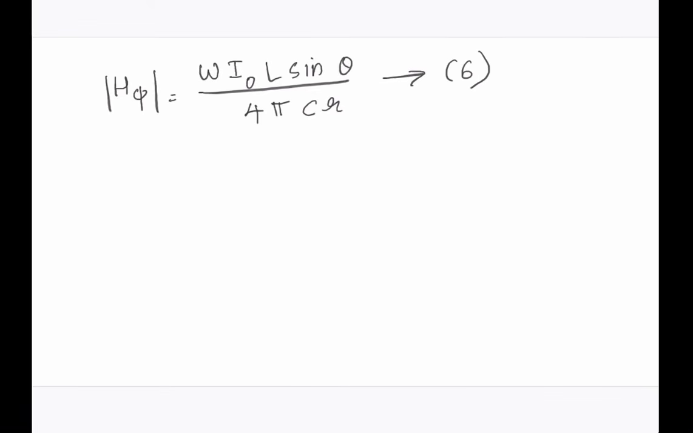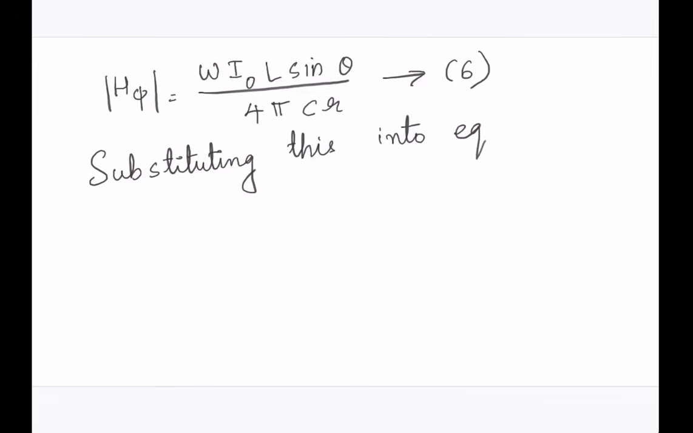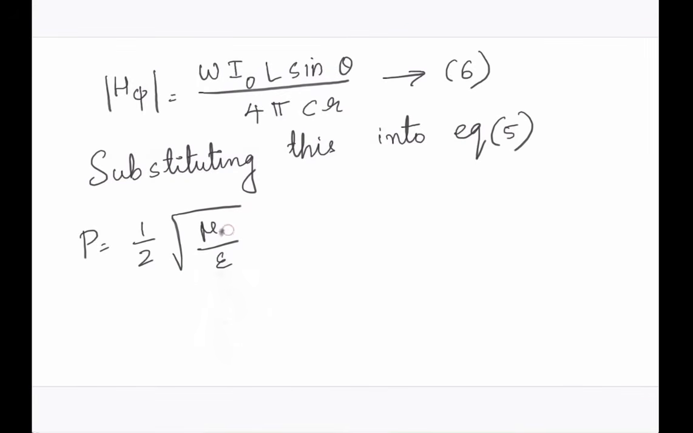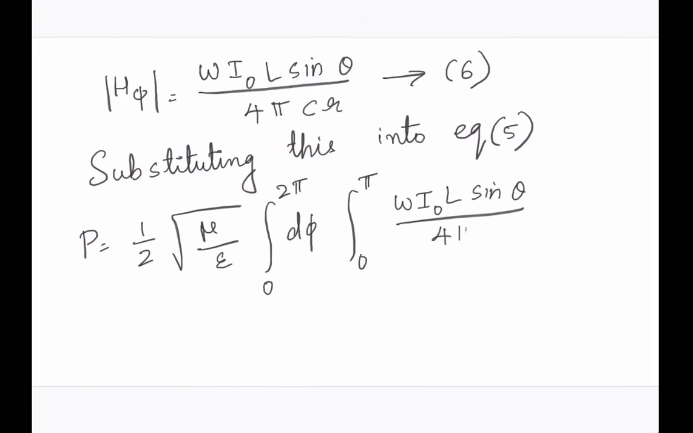So P will be equal to 1 by 2 into root of mu by epsilon, then the integral from 0 to 2 pi of d phi, into the integral from 0 to pi, substituting H phi the whole squared, into r squared sine theta d theta.